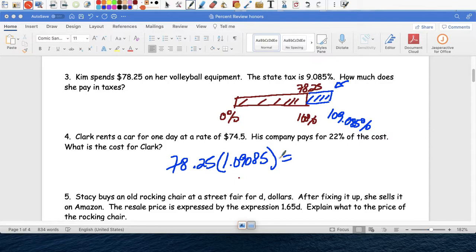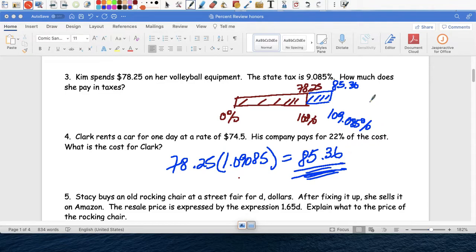I'll multiply that for you, 78.25 times 1.09085. That's going to take us to $85.36 rounded. So this total would be this value right here. Let me write 85.36. That value includes the price of the equipment plus the tax. So that's what this represents.